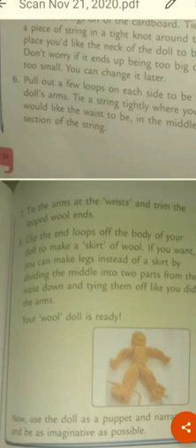loop wool ends. Then you'll have to clip the end loops of the body of your doll to make a skirt of wool. If you want, you can just make legs instead of a skirt by dividing the middle into two parts from the waist down and tying them off like you did with the arms. So in this way your wool doll will be ready.